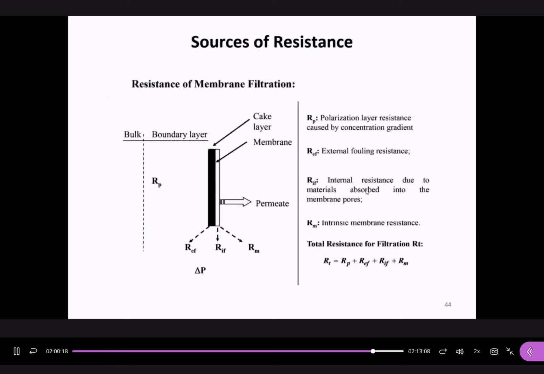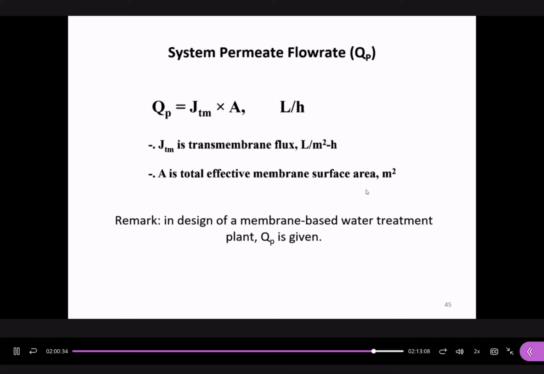I'm going to skip this anyway. Schematic showing the different sources of resistance. And system permeate flow.